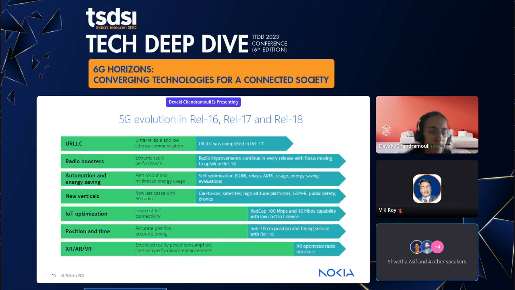In the subsequent slide, we show the key features that have been introduced in 5G since Release 15, Release 16, Release 17, and Release 18. In a nutshell, I will not go over the specifics, but highlight the key features that are essential for XR and metaverse in the subsequent slide. The XR optimization comes especially in 3GPP Release 18, where we have an XR optimized radio interface and the relevant features.